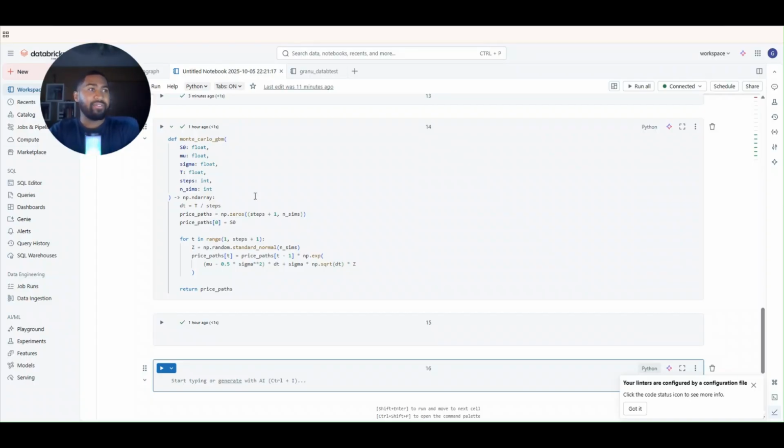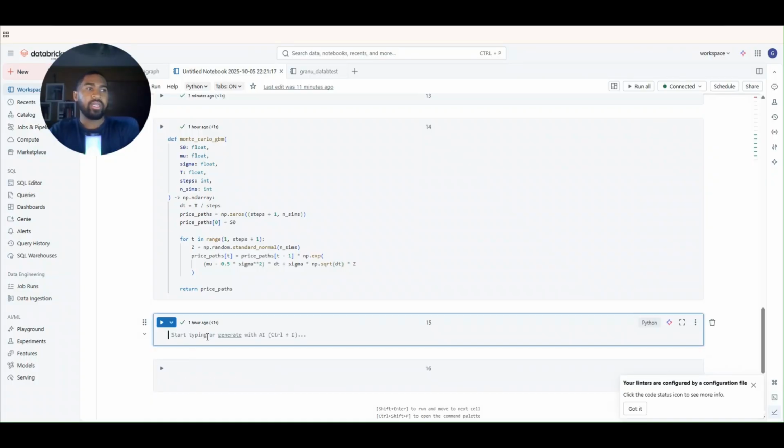Then after this, we want to explain the results using our GPT model. So def explain with GPT.